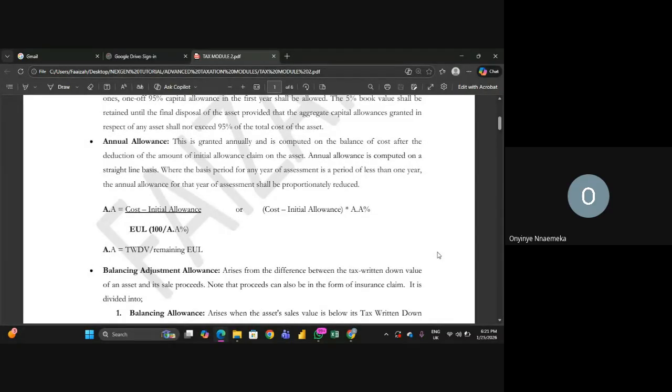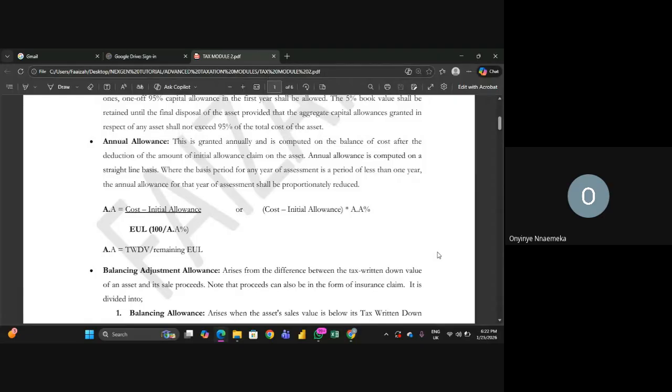So there are 3 formulas for annual allowance. 2 can be used in place of one another. It's mutually exclusive. If you use one, you don't need to use the other one. But the remaining one, the third one, is used when you don't know the cost, maybe you were not told the cost of the assets, or the annual allowance that you are computing is not for the first year.